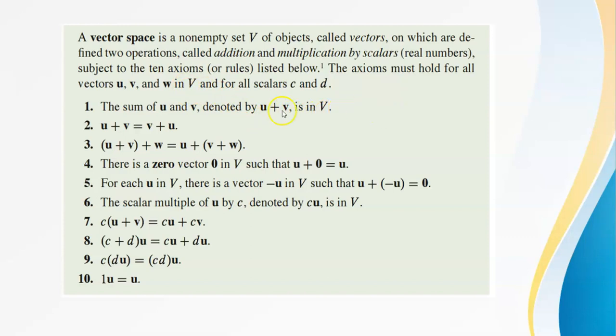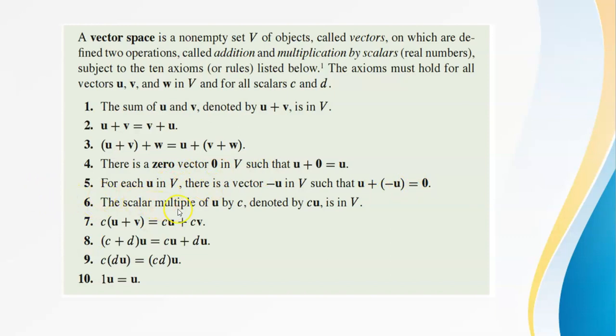Closure axiom is true. Next, u + v equals v + u. Commutative property is true. Next, associativity under addition, that is (u + v) + w equals u + (v + w). Next, identity: there is a zero vector 0 in V such that u + 0 equals u. Next, for each u in V, there is a vector −u in V such that u + (−u) equals 0. So, inverse property is true under addition.